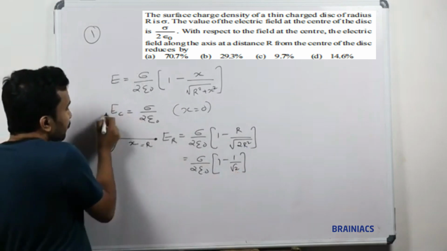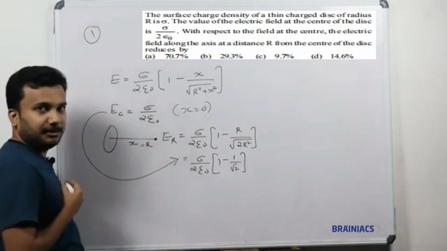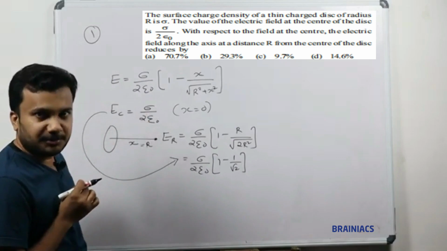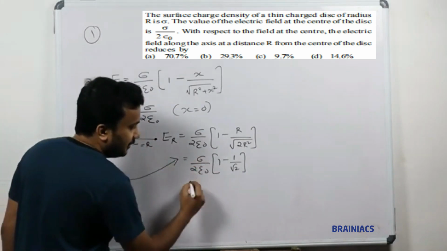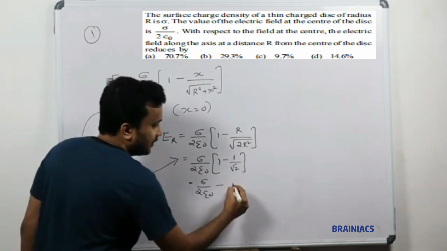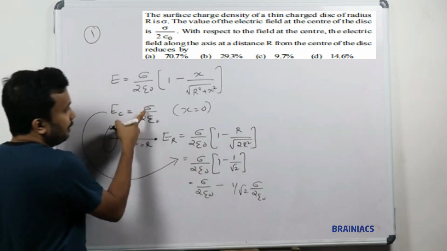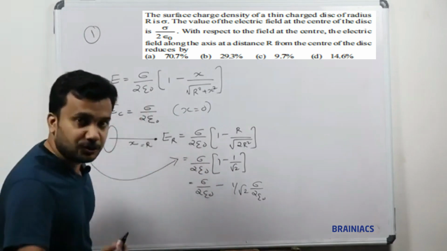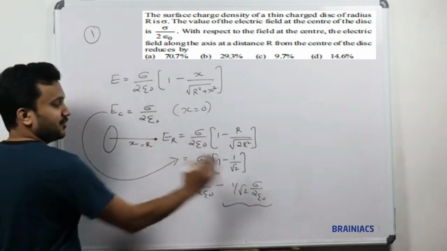Now if you compare these two formulas, at the center how much is there: sigma by 2 epsilon 0. At a distance of r, if you split this one, it is sigma divided by 2 epsilon 0 minus an extra 1 by root 2 into sigma divided by 2 epsilon 0. So compared to the center, by how much is this formula reduced? This is the reduction factor.